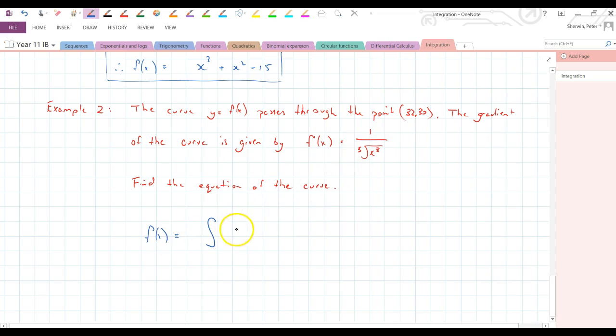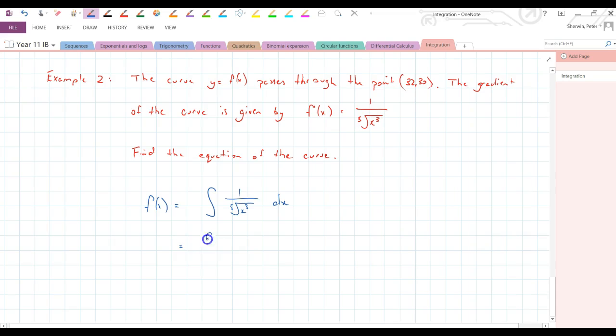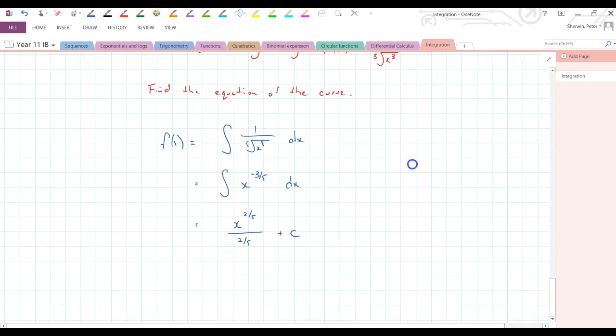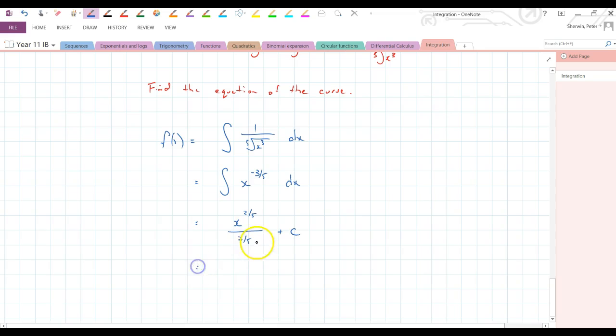So we're going to integrate f dash x, which is 1 over the 5th root of x cubed, dx. Right, let's put it in integrable form: x to the power of minus 3/5. Now we're ready to integrate. We add 1 to the power: minus 3/5 plus 5/5 is 2/5. Divide by the new power, 2/5, plus c. Multiply top and bottom by 5.